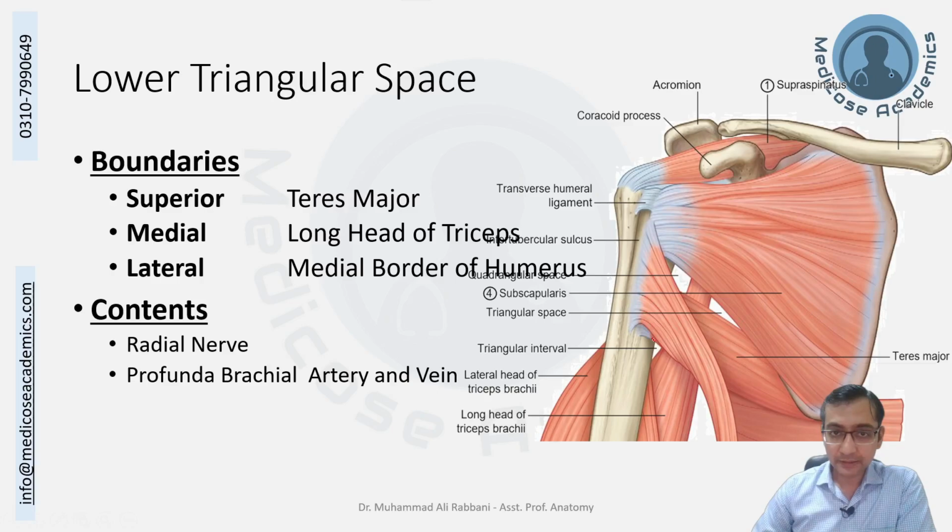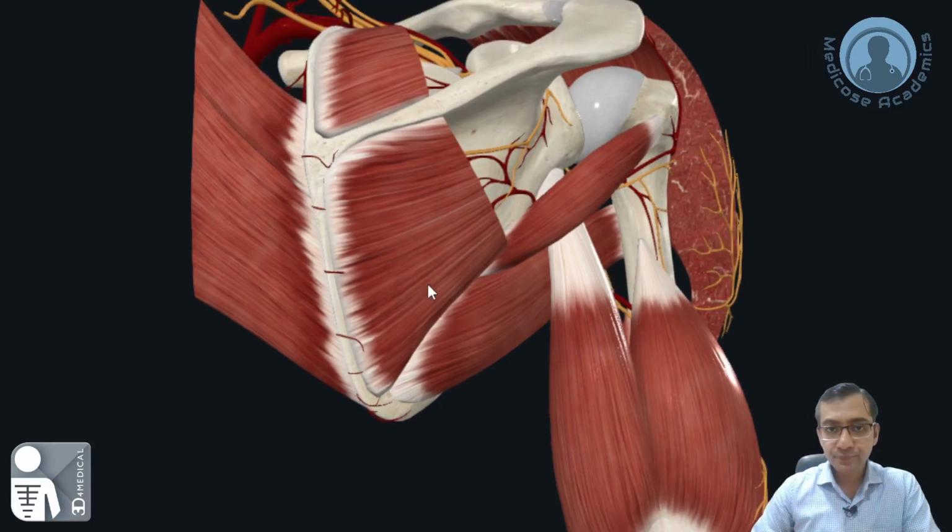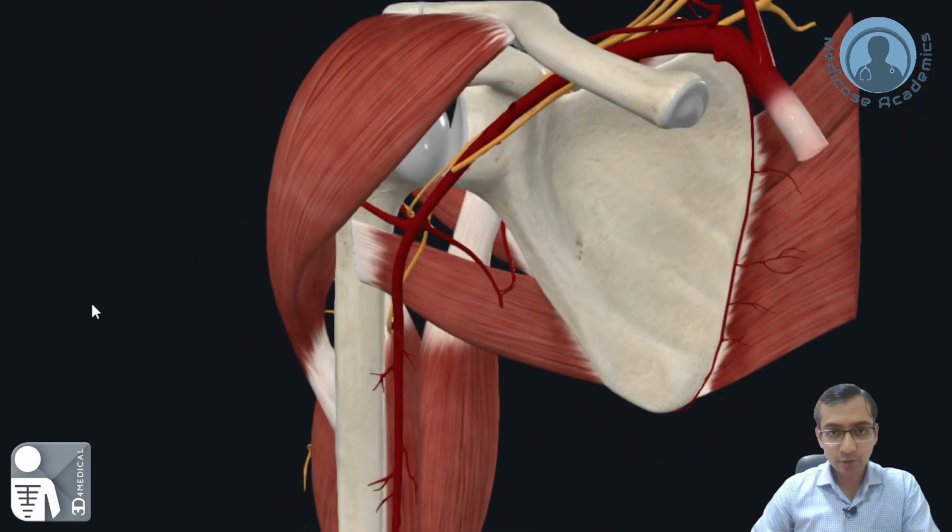Then there is the inferior triangular space. It is created by teres major above, the shaft of humerus laterally, and the long head of triceps medially, and through it the structures going to the posterior compartment of the arm, that is the radial nerve and profunda brachii vessels, are passing through. So these are the structures that are visible right here too. And let me go through the 3D model.